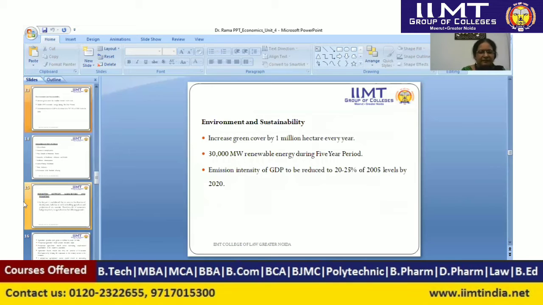Next is environment and sustainability. Increase green cover by 1 million hectare every year and 30,000 megawatt renewable energy during the 5-year period, and emission intensity of GDP to be reduced by 20 to 25% of 2005 levels by 2020.